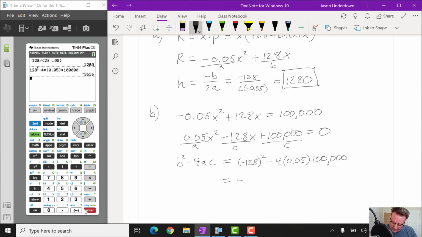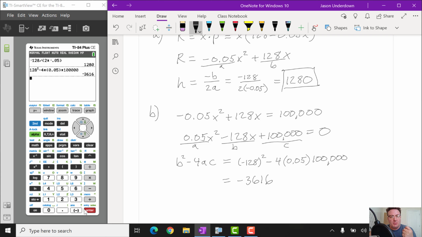Oh, and this is negative 3616. And this tells me something very important. This tells me that this equation has no real solutions. Why? Well, because the discriminant, if the coefficients of your quadratic equation are real numbers, which they are here, then b squared minus 4ac will be a real number as well. And there's three possibilities for that number.